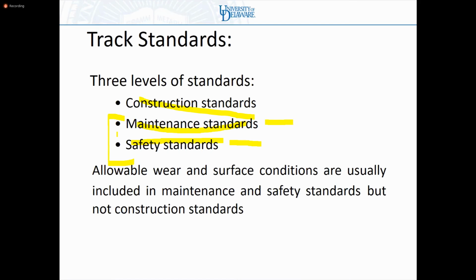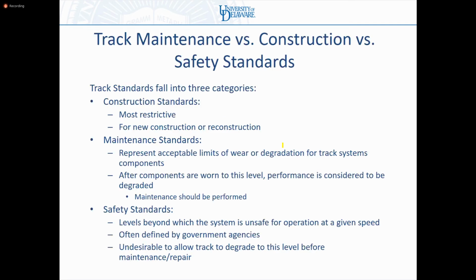And safety standards, as I said, are absolute. So because you're speed dependent and you reach your safety standards, you can either take corrective action or you can slow your trains down so that you're within those standards. Okay, so construction standards are most restrictive, very tight, and they're usually for new construction or reconstruction, which is a major effort.